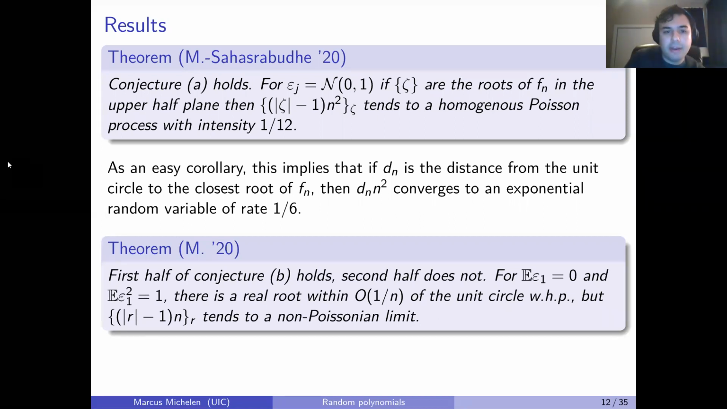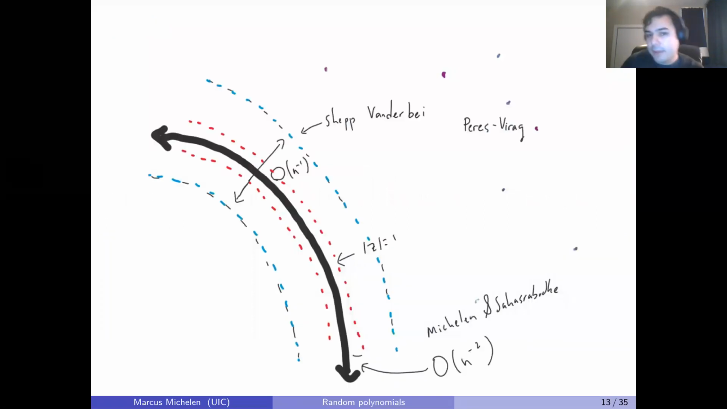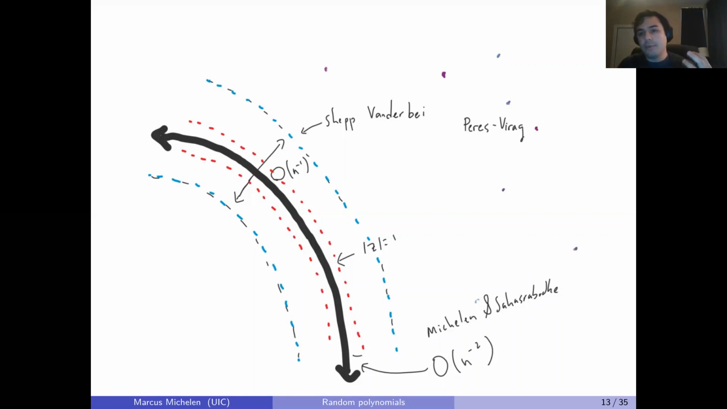So I have here an extremely lovely picture my collaborator drew that demonstrates the regimes at play here. So in this giant black line here, we have the unit circle itself. Shepp and Vanderbei showed that the bulk of roots, so the vast majority of them, lie within 1 over n. Perez and Varag told us the law of roots that are especially far away from the unit circle, so macroscopically far away. And we're handling the roots that are atypically close to the unit circle. So we could think about these as Shepp and Vanderbei telling us about the bulk, Perez and Varag about the upper tails, and us about the lower tails of the distribution of roots near the unit circle.